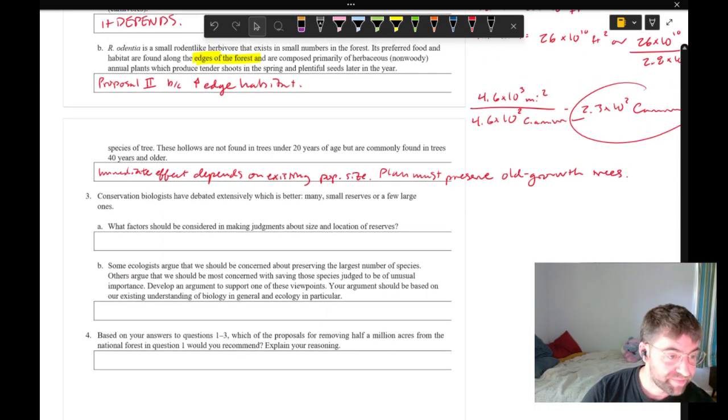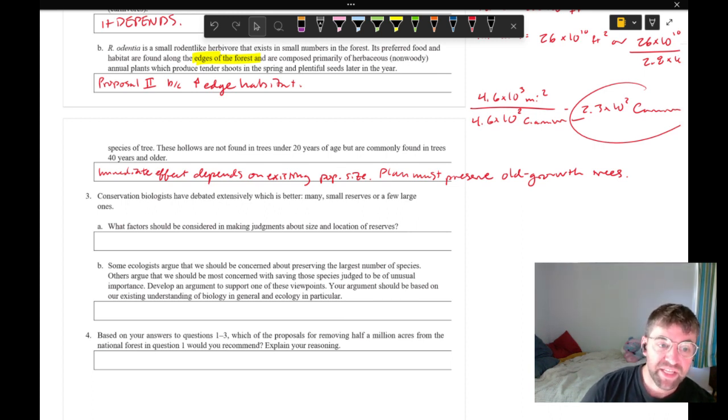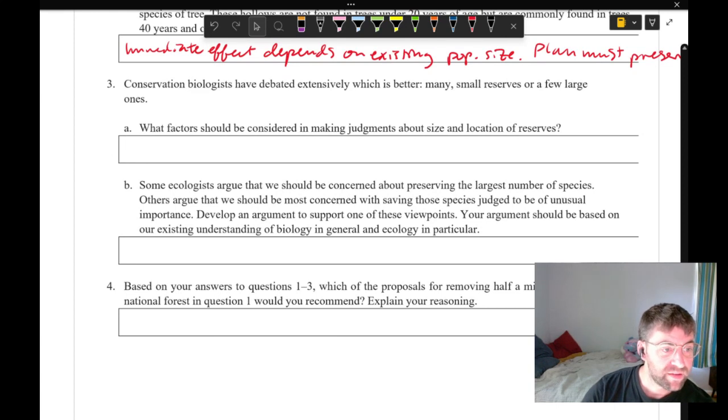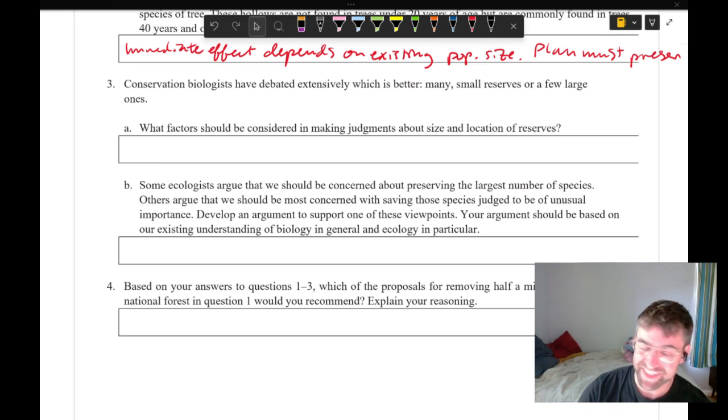Conservation biologists have debated extensively which is better, many small reserves or a few large ones. What factors should be considered in making judgments about size and location of reserves? What is better will vary from species to species, of course. It's kind of a theme in these classes.